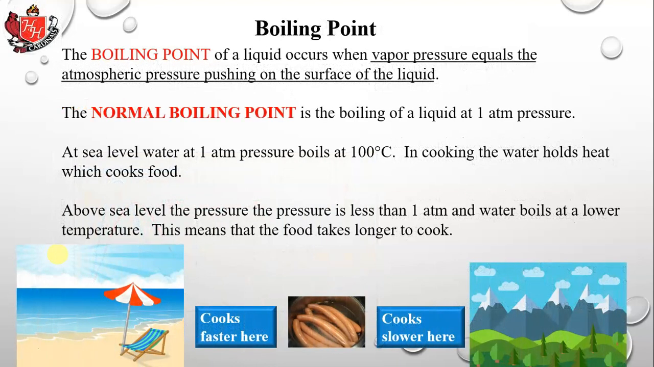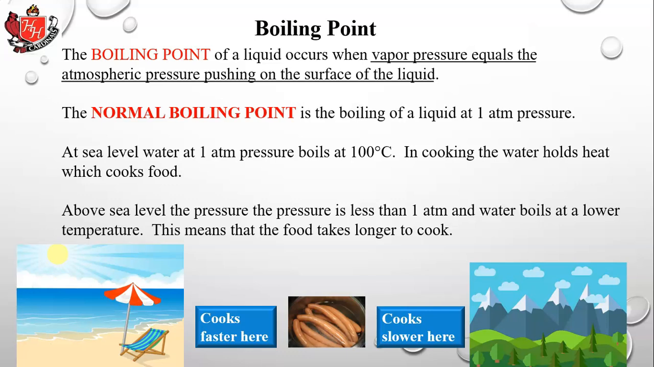Boiling point of a liquid occurs when vapor pressure equals the atmospheric pressure pushing on the surface of the liquid. Think about that. The kinetic energy in the molecules in the water, if they can get high enough, want to push a water molecule up out of the water and into the atmosphere. But that's not just a function of how much temperature you put in the water, it's a function of how much the atmosphere is pushing down on the top of the water. At sea level, the atmosphere is pushing down with more force than at high elevations such as up in the mountains. So, the boiling point of a liquid occurs when the vapor pressure equals the atmospheric pressure pushing on the surface of the liquid.